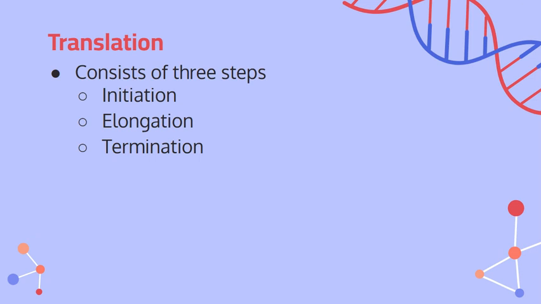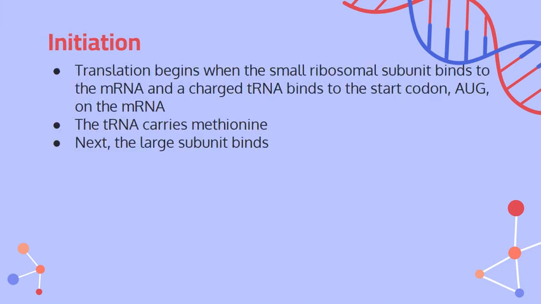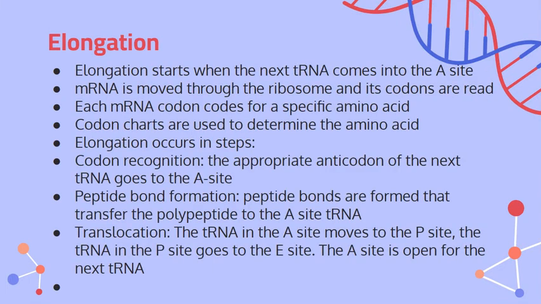So in translation, there are 3 steps to consider: initiation, elongation, and termination. Initiation: translation begins when a small ribosomal subunit binds to the mRNA and a charged tRNA binds to the start codon, the AUG. The tRNA carrying the methionine binds to that start codon. Next, the large subunit binds, and then we start adding.